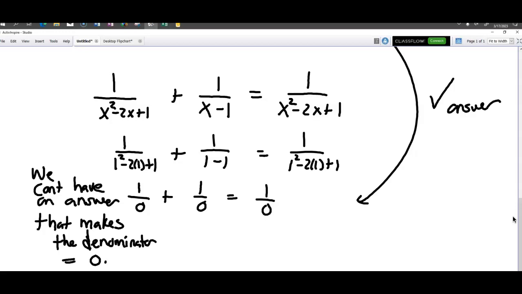And so actually, on the test, if you were to take a multiple choice test, you wouldn't choose the option that says x equals 1. You would pick the option that says no solution. Okay? So be aware of that. That can happen with rational expressions.